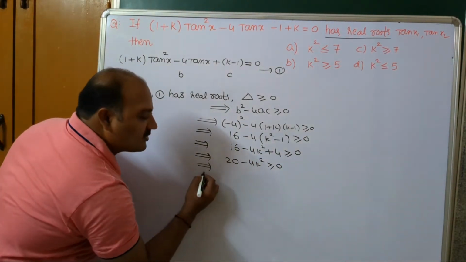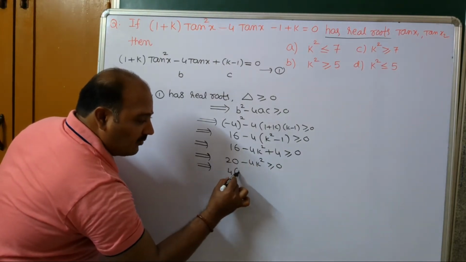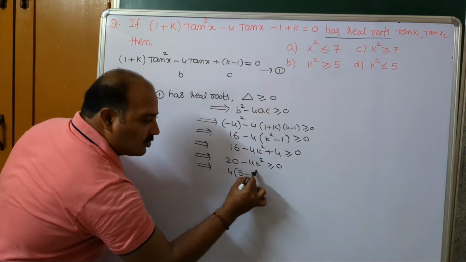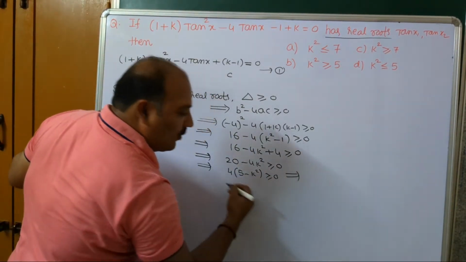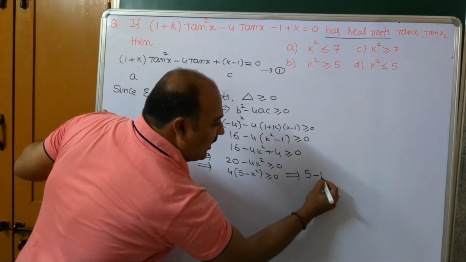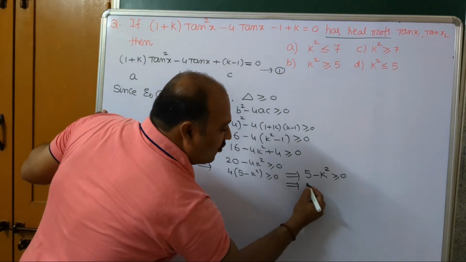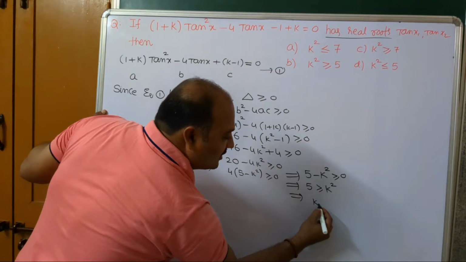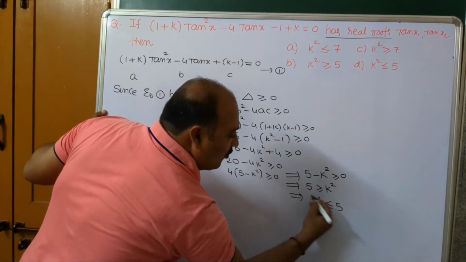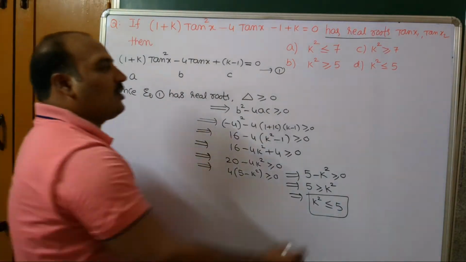So that implies, here 4 take common, 5 minus k square is greater than or equal to 0. So that implies, bring that side, 5 is greater than or equal to k square. That implies k square is less than or equal to 5.